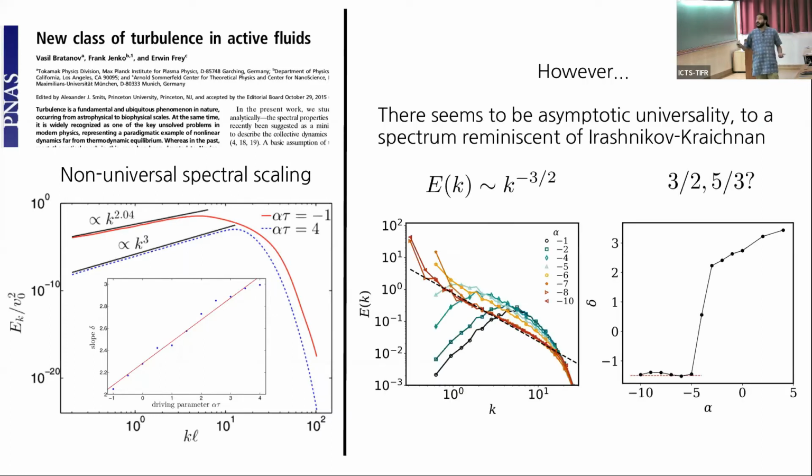However, what we find is that if you really move to large levels of activity, then first of all, you can reproduce this linear behavior, but then there seems to be a sudden sort of a phase transition to a more or less constant spectral scaling. So it could be that there is asymptotic universality in the energy spectrum. And the exponent is quite reminiscent of this Iroshnikov-Kraichnan kind of energy spectrum. But at the moment, given the accuracy of our data, it's hard to distinguish 3/2 and 5/3. The numbers are very close. So we are looking into this.